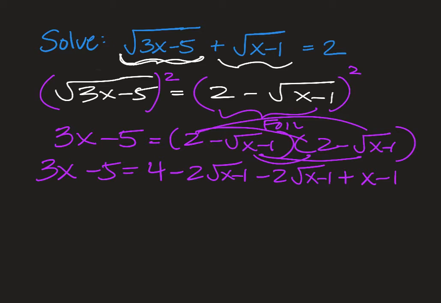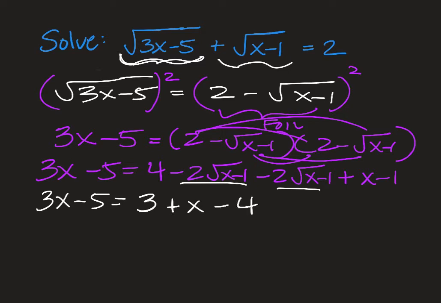So this kind of looks like a mess. So we're going to clean this up a little bit before we do anything more. So my next step is just to work on the right-hand side. So I'm going to combine like terms. So these are like. I'm going to combine the 4 and the minus 1. Sorry. So I got a 3. So I have a 3, I have a plus x, and I have minus 4 square root of x minus 1.